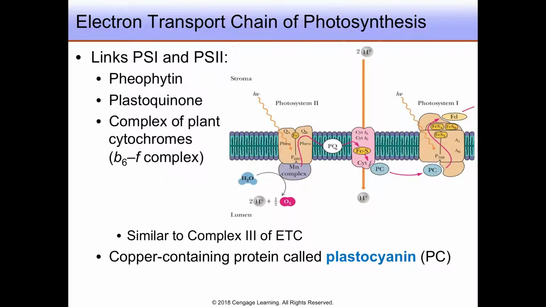As you look at the schematic diagram on the right, perhaps you can see a resemblance to the mitochondrial electron transport chain. The B6F complex performs a function similar to that of complex 3 of the mitochondrial electron transport chain. As electrons move through the B6F complex, they are passed to a soluble component in the lumen, a copper-containing protein called plastocyanin. This functions very much like cytochrome C in mitochondria.